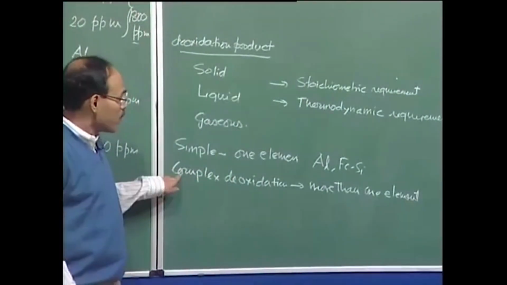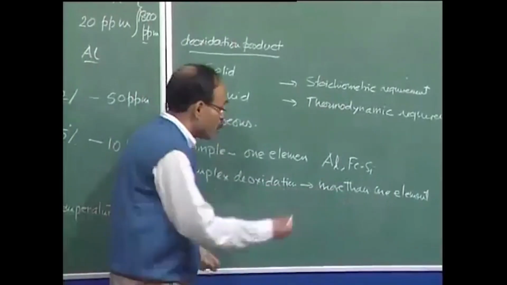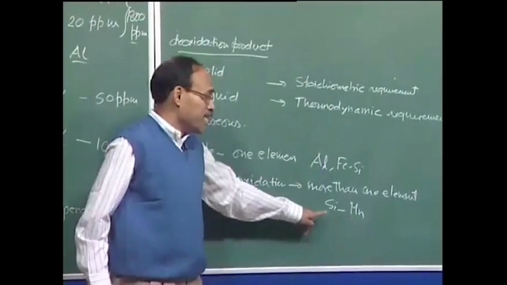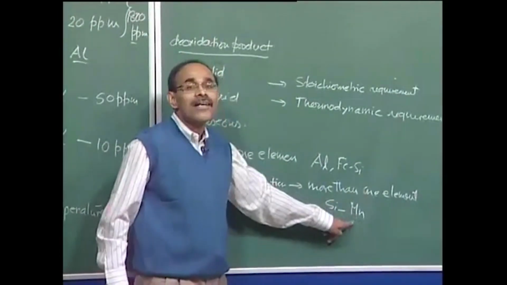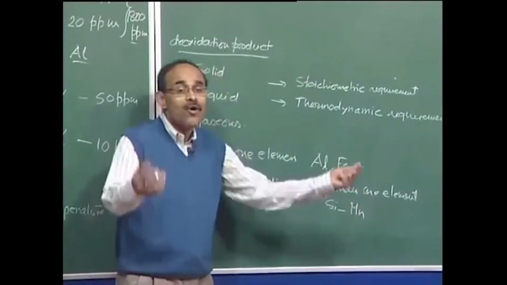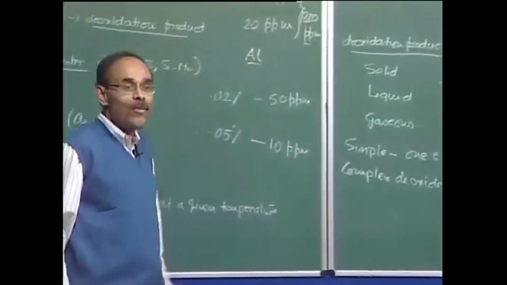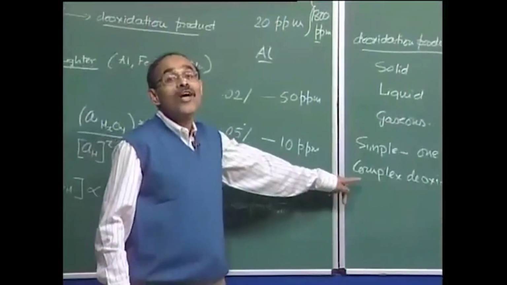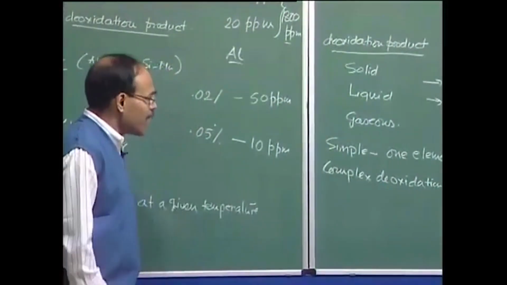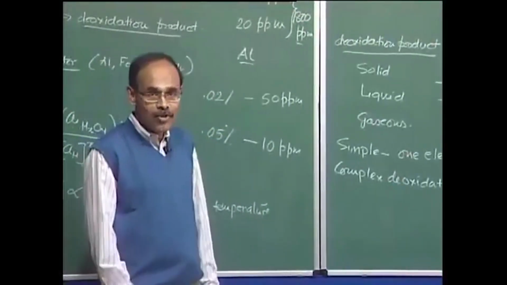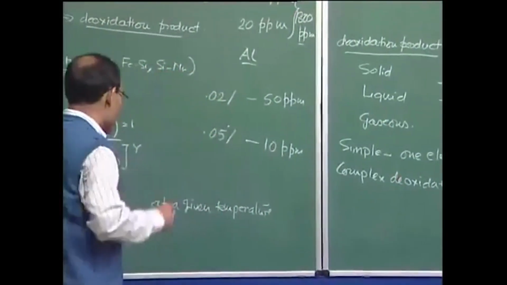If I add more than one element, for example, what is this? Silicomanganese. So some oxygen is going to be eaten up by silicon, some oxygen is going to be eaten up by manganese. So I am adding silicon and manganese simultaneously into the bath in the form of silicomanganese. I am going to say that this is a complex deoxidation. Typically, the efficiency of complex deoxidation is far more than simple deoxidation. And why it is so, you should be able to understand.